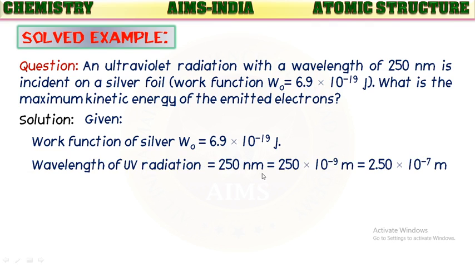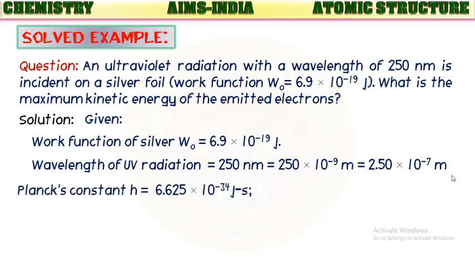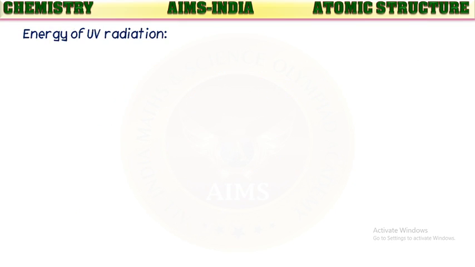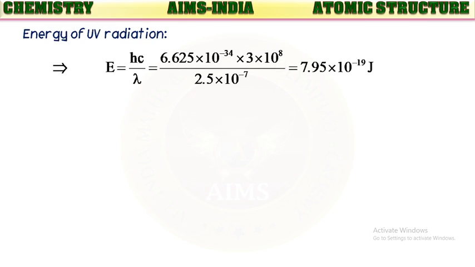If we convert these nanometers into meters, we get 2.5 into 10 to the power of minus 7 meters. Now, Planck's constant h is equal to 6.625 into 10 to the power of minus 34 joule second, and the speed of light c is equal to 3 into 10 to the power of 8 meters per second. Now, to calculate energy, we have the formula E is equal to hc by lambda, as wavelength is given. If we substitute the values of h, c, and the wavelength, we get the energy as 7.95 into 10 to the power of minus 19 joules.